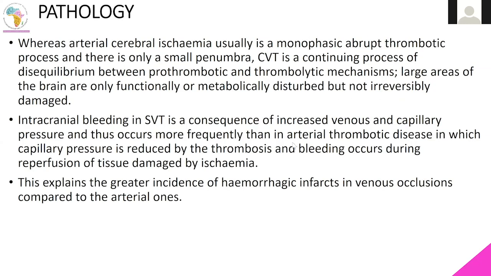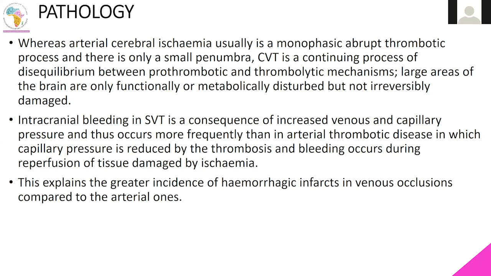So, whereas arterial cerebral ischemia is usually a monophasic abrupt thrombotic process, and there is only a small penumbra, cerebral venous thrombosis is a continuing process of disequilibrium between prothrombotic and thrombolytic mechanisms. Large areas of the brain are only functionally or metabolically disrupted, but not irreversibly damaged.